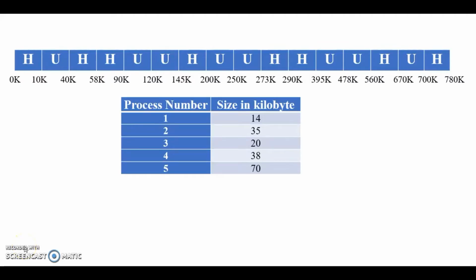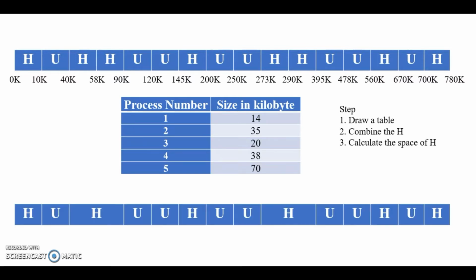Question number 2. So we start with 3 steps. First, we draw a table. Second, combine the hash. Third, calculate the space of hash. So we start by drawing a table, and then copy down the U and hash. As you can see in the question, we have 2 hash that stick together, so we will combine it into 1 hash. And then we start to calculate the space of hash.